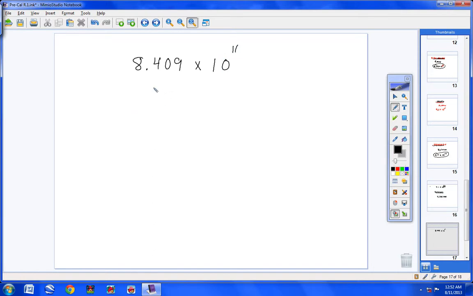Okay, 8.409 times 10 to the 11th power. This is scientific notation. Let's write this in standard notation. It's a positive 11, so I'm not going to move the decimal this way. That would give me a real small number. I'm going to move it to the right, and I'm going to move it 11 places. So let's see what we come up with when that happens. Here we go. 1, 2, 3. And then 8 more places, 4, 5, 6, 7, 8, 9, 10, 11.